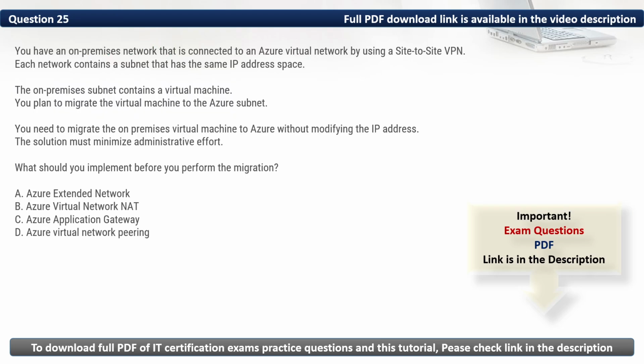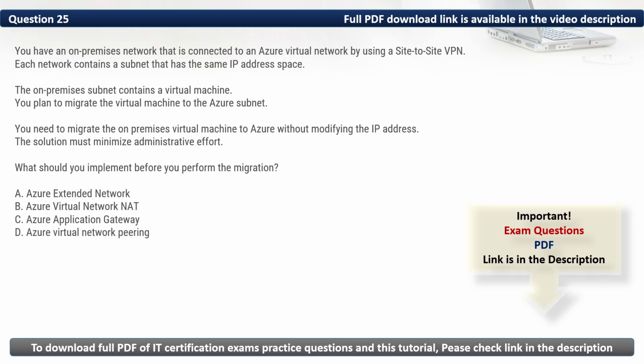Question 25. You have an on-premises network that is connected to an Azure virtual network by using a site-to-site VPN. Each network contains a subnet that has the same IP address space. The on-premises subnet contains a virtual machine. You plan to migrate the virtual machine to the Azure subnet. You need to migrate the on-premises virtual machine to Azure without modifying the IP address. The solution must minimize administrative effort. What should you implement before you perform the migration?